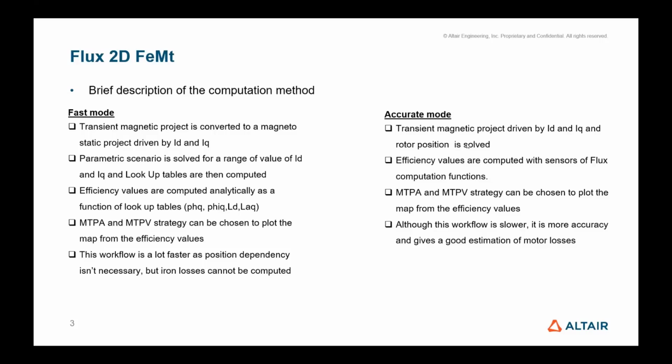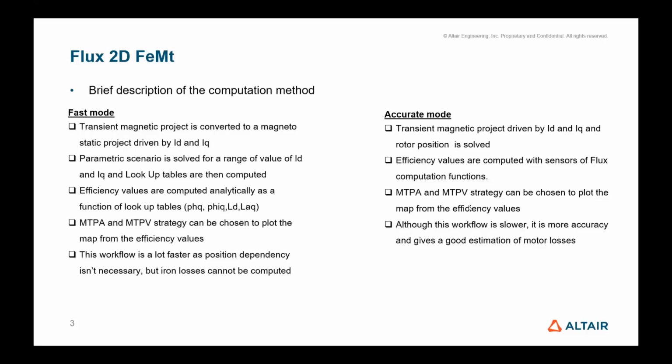For the accurate mode, as you can see here, the difference is that we use a transient application. We use always the same variation of the current in D and Q axis. And also in this case, we consider the variation of the rotor position. We use also Flux in accurate mode. We use the sensors to compute the value of the efficiency. And also we consider both modes of the control, MTPA and MTPV. It depends if you are in the maximum power or the maximum torque.